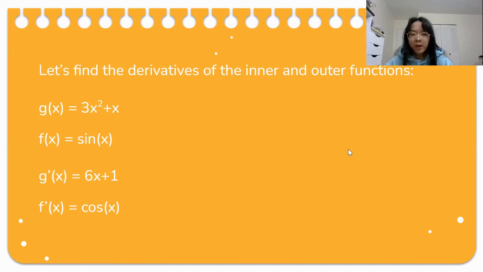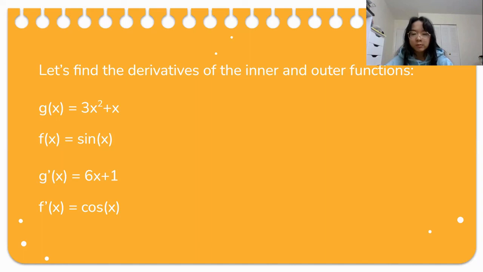So first, let's find the derivatives of the inner and outer functions. For g of x, which was originally 3x squared plus x, we would get 6x plus 1 for g prime of x. For f of x, which was originally sine of x, for the derivative, we would get cosine of x.